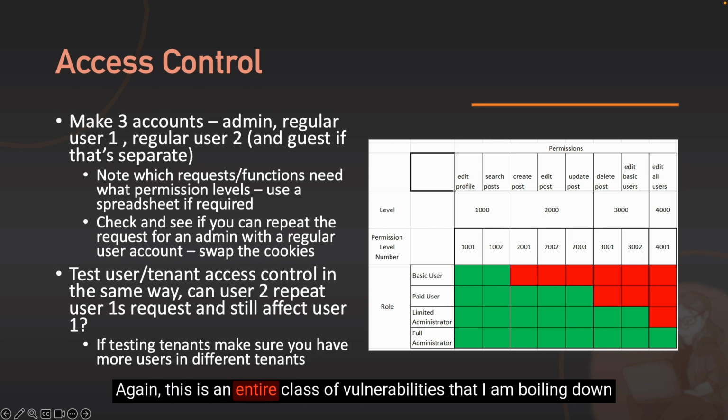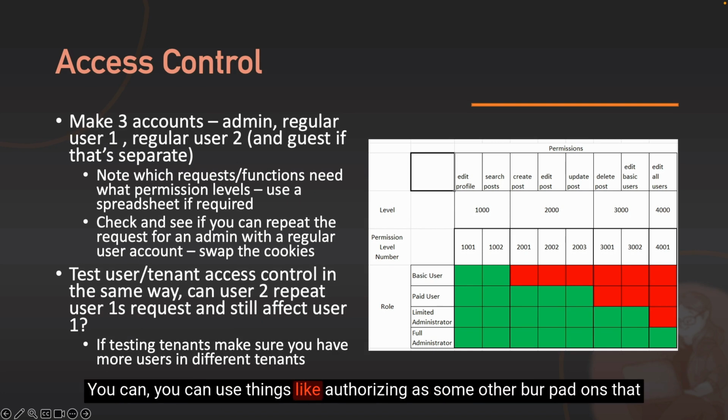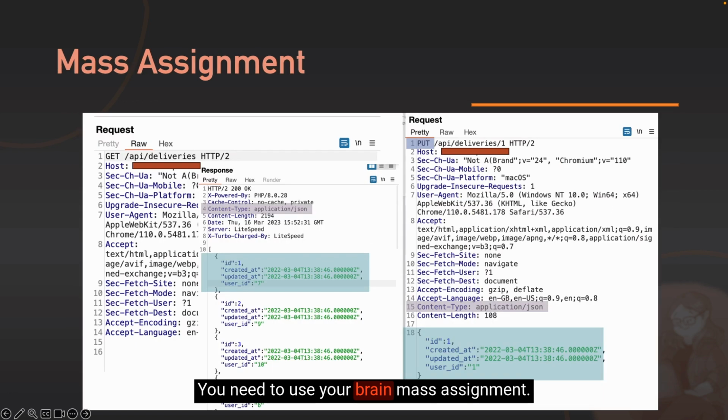Again, this is an entire class of vulnerabilities that I am boiling down for you, but probably one of the most common issues I see in APIs. I could essentially throw a dart at a wall or pick up an API and I'd find one of these bugs. The reason why you tend to find them is because it's really hard to automate those very quickly. You can use things like Autorize, and there's some other Burp add-ons that can do it as well. But it still has something you have to test for manually. You need to use your brain.